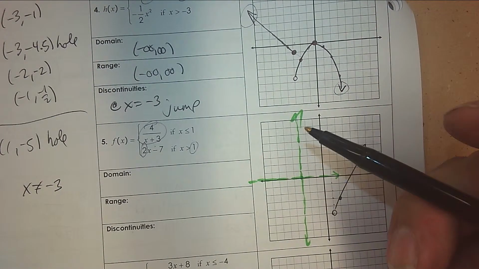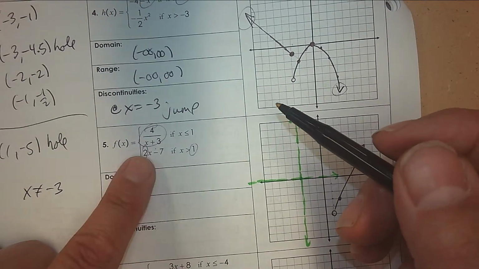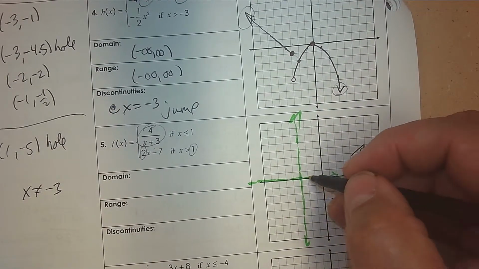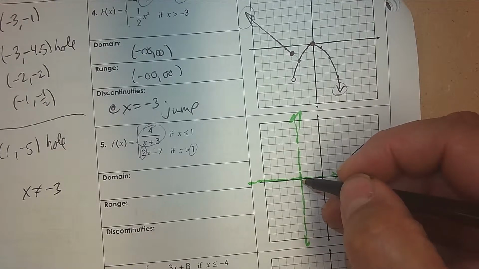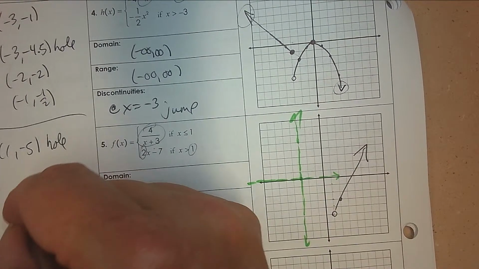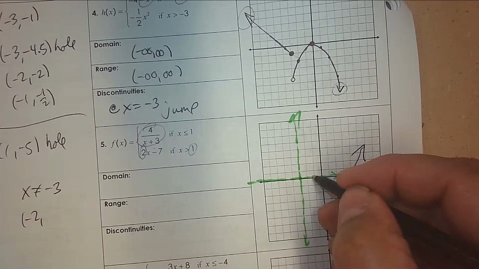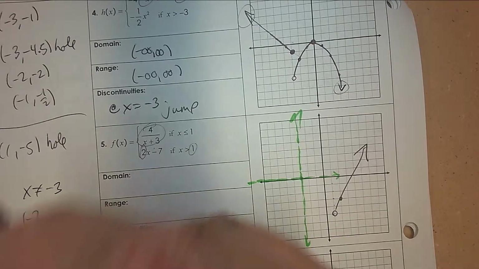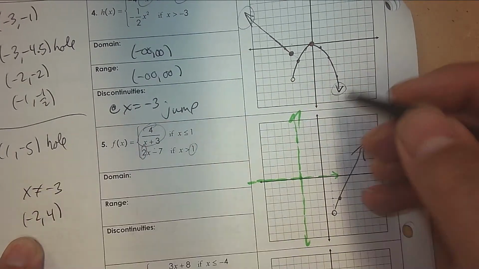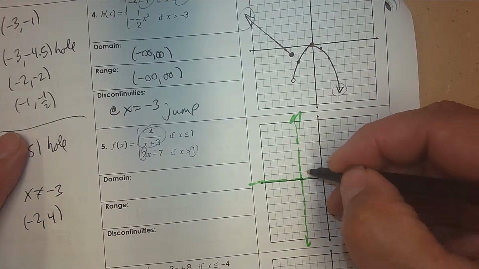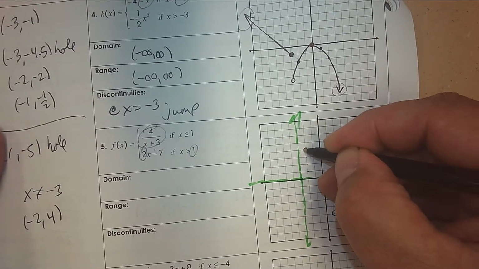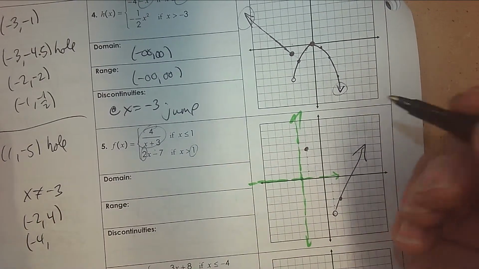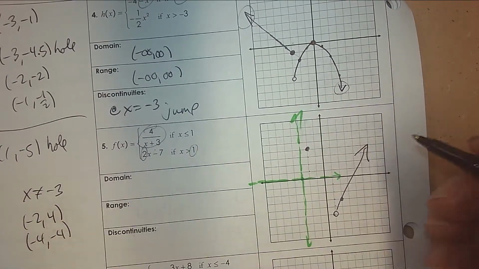Now we're going to plug in some points that are going to be hopefully helpful to us. So I want to plug in a point to the right and left of what I see. I'm going to plug in -2 because that's going to be helpful to get a point on the right side of the asymptote. So -2 gives me the answer 4. On the other side of the asymptote, which is -4, I get the answer -4. That's going to be helpful too.